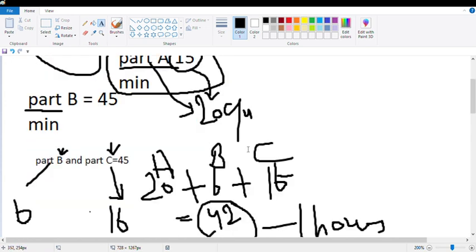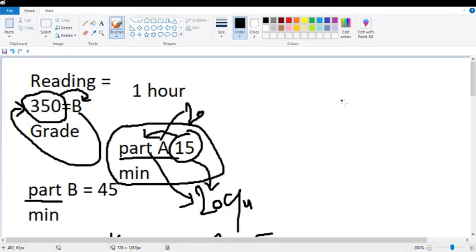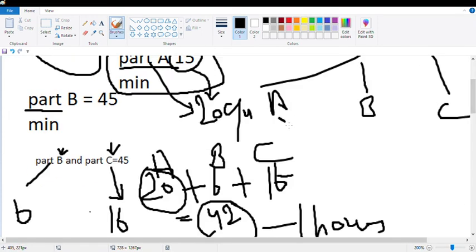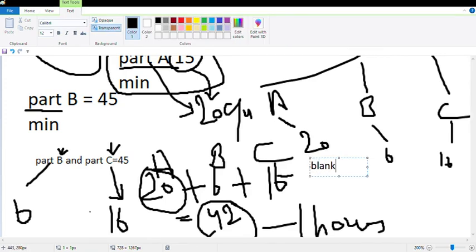Same in listening. Listening parts A, B, C: 20 questions, 6 questions, 16 questions. These 20 questions are blanks. These 6 questions are MCQs. And these 16 questions are again MCQs, same as listening and reading.